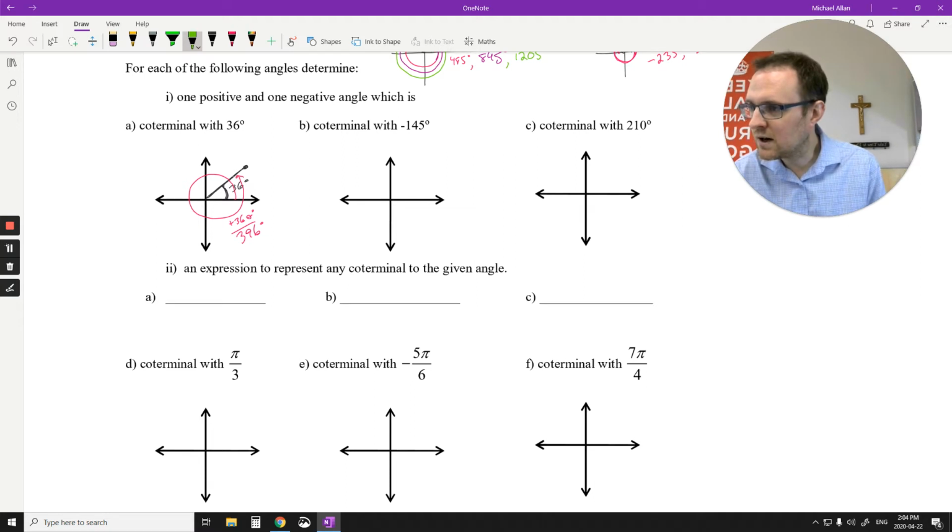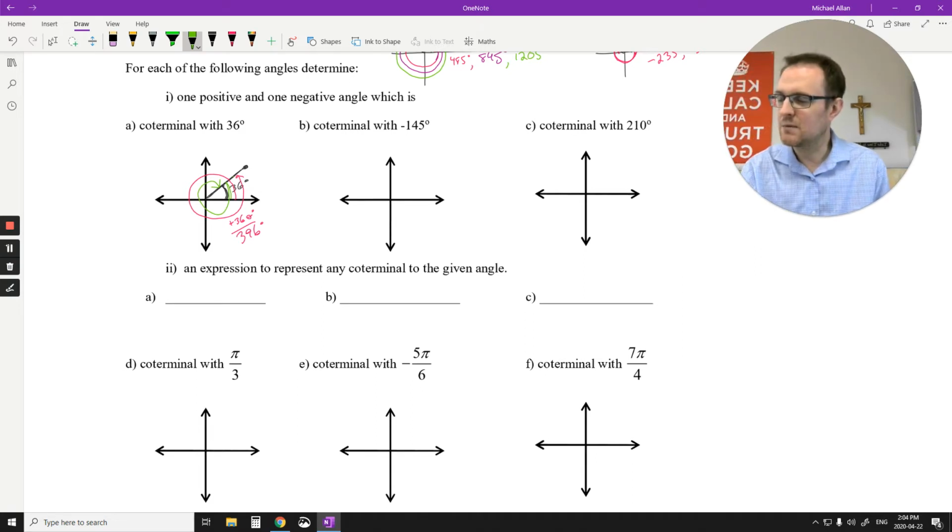And then I could also take this and go from this point. So I can go up to this one and then back 360, going the other way. So 36 minus 360 would get me negative 324. So there's my two coterminal angles. Those are just the next ones. I could just add or minus 360 to these all I want.